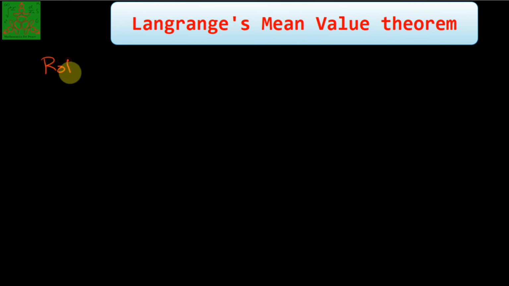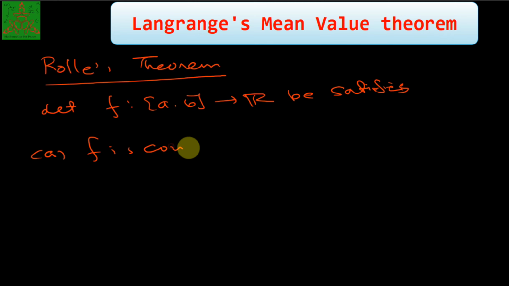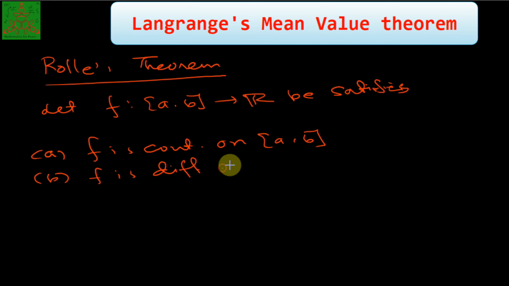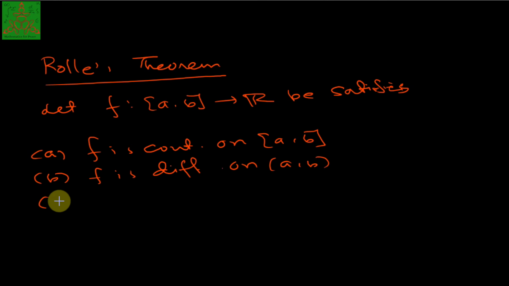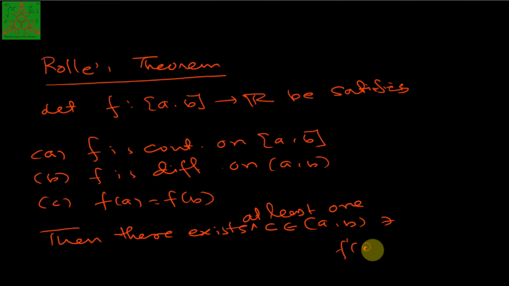So Rolle's mean value theorem states that let f be a function from [a, b] to R which satisfies the following conditions: that is, f is continuous on the closed interval [a, b], f is differentiable on the open interval (a, b), and the third condition is f(a) is equal to f(b). Then there exists at least one c in between a and b such that f'(c) is equal to 0.